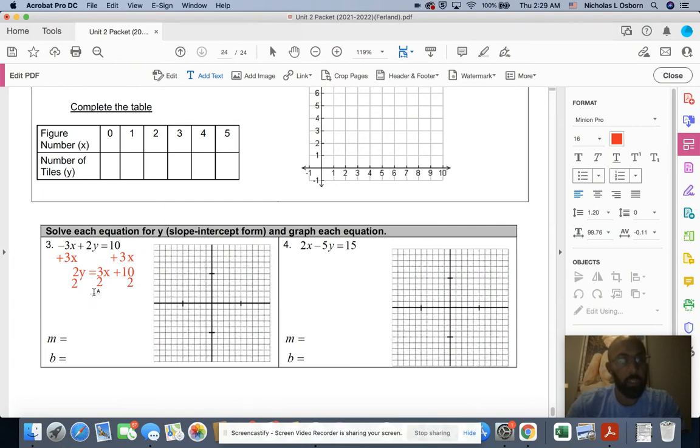Once I divide everything by 2, 2 divided by 2 is y. 3 over 2 I can't divide, so I just leave that as 3 over 2x, written as a fraction, just like I did here. Then 10 divided by 2 is 5. So now I know my slope is 3 over 2, my y-intercept is 5, and now you're going to graph that.